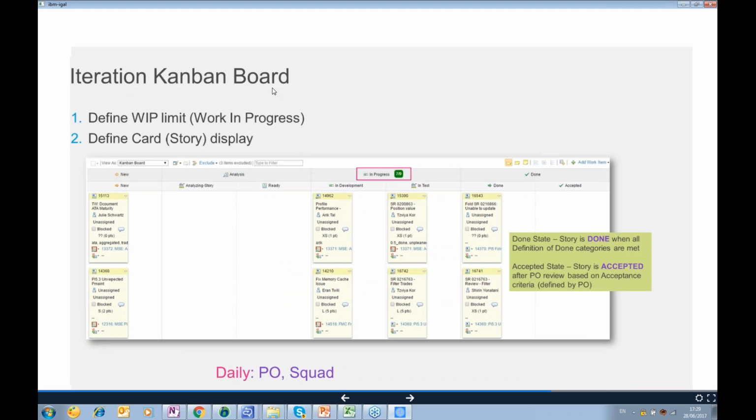Okay. Here you can see the iteration Kanban board. We define a WIP limit in each of the columns, and we also define a card, a story display. This is what the squads together with the PO are reviewing in their daily stand-up meetings.